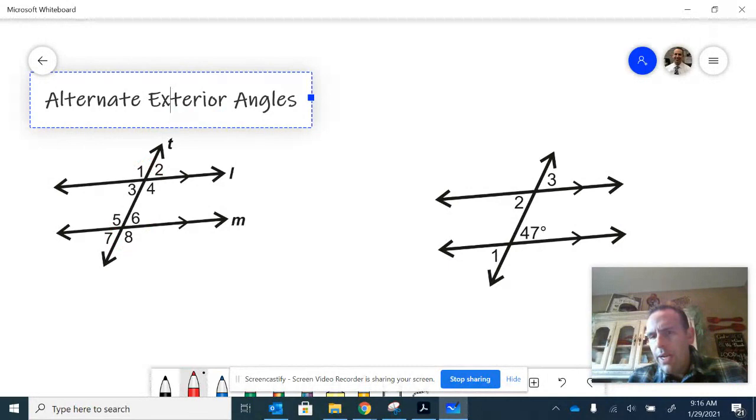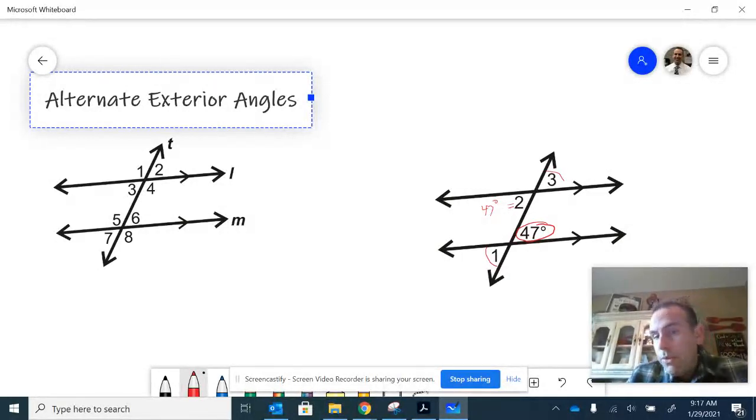In the diagram on the right-hand side, you can see that the alternate exterior angles in question here are angles 1 and 3. Those have the same measure. Well, we can use some logic starting with the information that we do know. We know this angle is 47. And on the previous page, we talked about alternate interior angles. We would know that if these lines are parallel, the measure of angle 2 is also equal to 47 degrees.